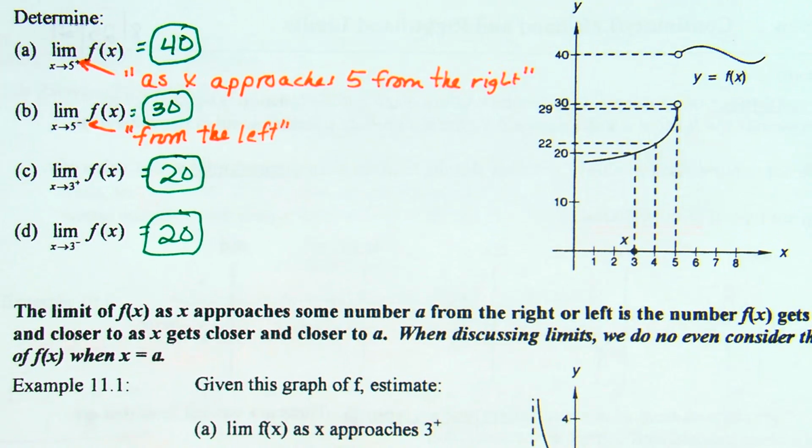Okay. The limit of f of x as x approaches some number a, from the right or left, is the number f of x gets closer and closer to as x gets closer and closer to a. When discussing limits, we do not even consider the value of f of x when x equals a. So it doesn't matter, open circle, closed circle, a break in the graph, those things don't matter. Okay? So, given the graph of f, estimate these things.